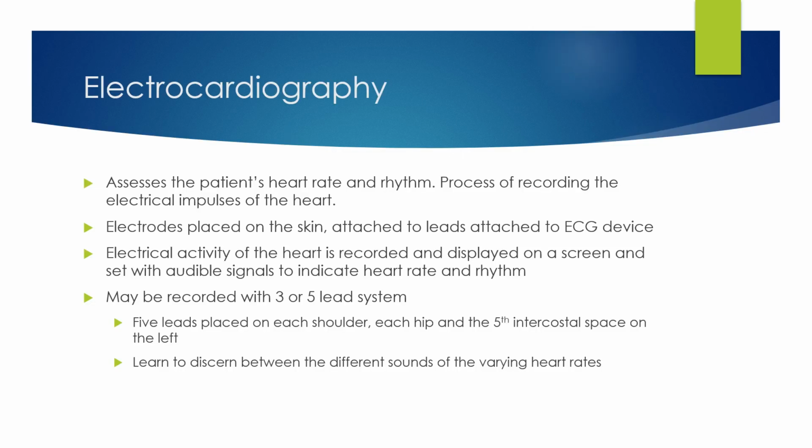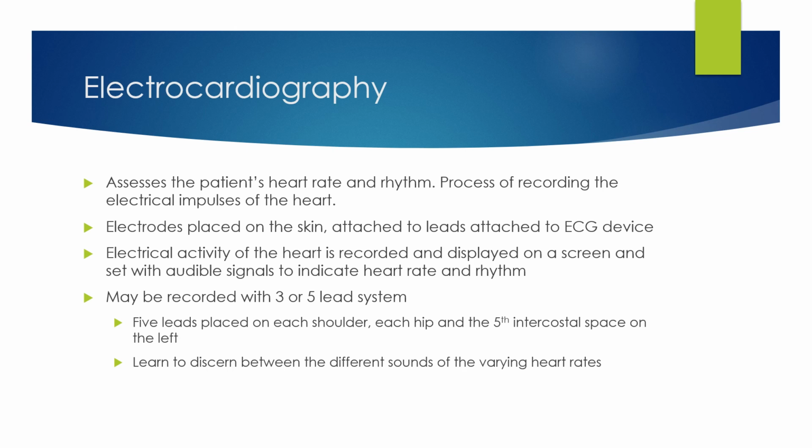The first thing we're going to talk about is electrocardiography, also known as the ECG. This assesses the patient's heart rate and rhythm. It's a process of recording the electrical impulses of the heart. So electrodes are placed on the skin and they're attached to leads that are attached to the ECG device. Electrical activity of the heart is recorded and displayed on a screen, and it's set with audible signals so that you can hear that heart rate and rhythm, that beeping that you often hear in the ORs. That is what we are listening to, that heart rate and rhythm.